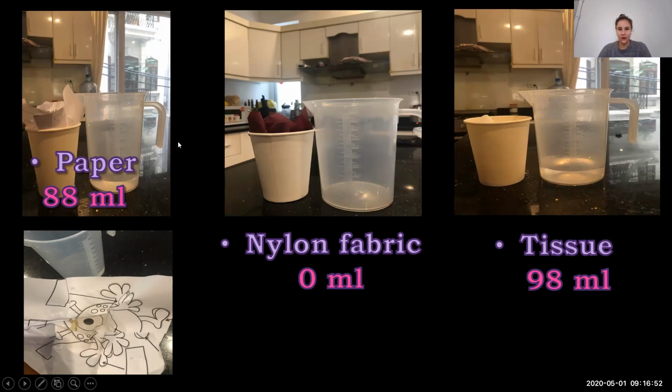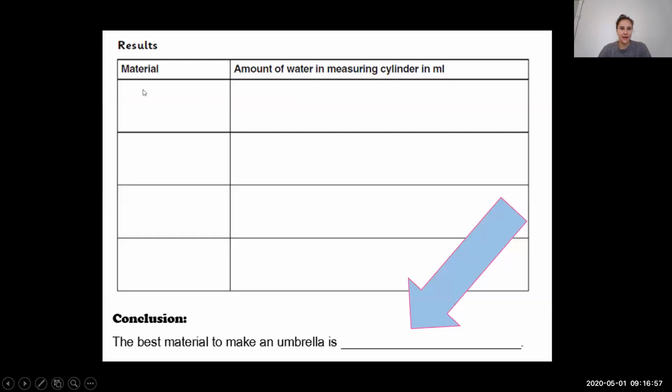Okay, so you can pause the video and fill these results into your graph. Okay, and then the last thing you do is you finish your conclusion. So the best material to make an umbrella is, look at your results, and then choose which one is the best one to make an umbrella out of, which material.